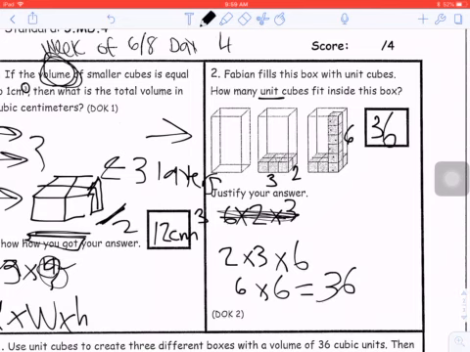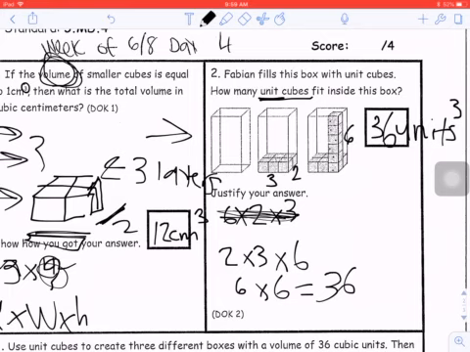And it just says unit cubes. So I'll say units cubed. All right? Because it doesn't tell us that they're centimeters. They could be meters. They could be anything, really. So 36 units cubed. All right?